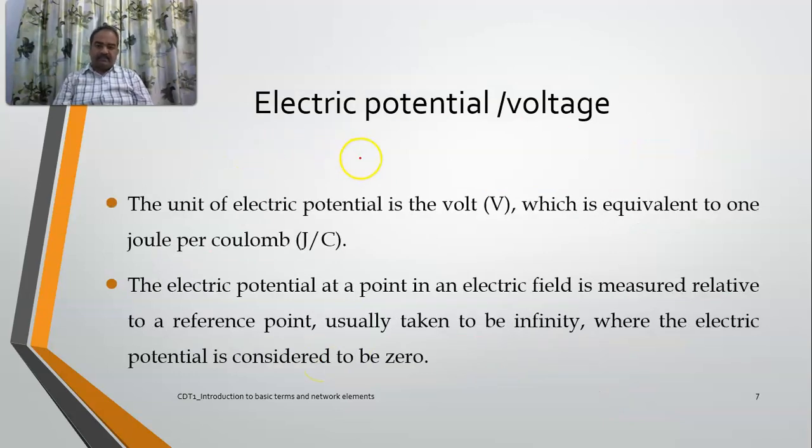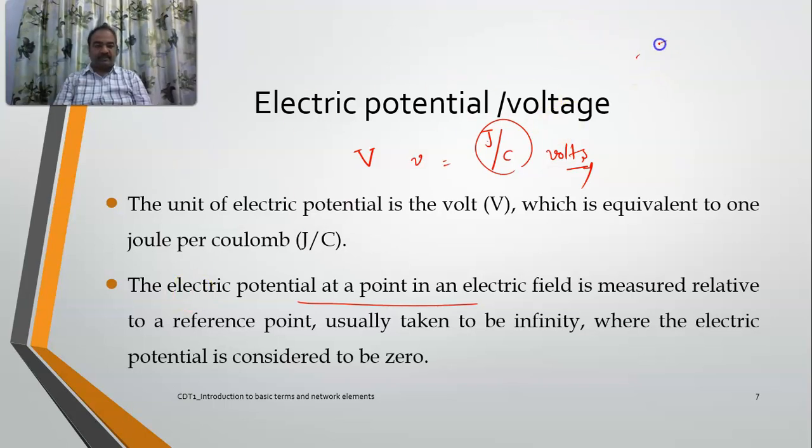Generally, it is represented with the symbol V for DC, and for AC we generally use the smaller, lowercase v, and its units are energy per charge, right? So energy is measured in joules and charge is measured in coulombs, or sometimes you can directly take it as volts. And truly defined, the electric potential at a point in an electric field is measured relative to a reference point. Generally, that reference point is taken as infinity, where the electric potential is considered to be zero.